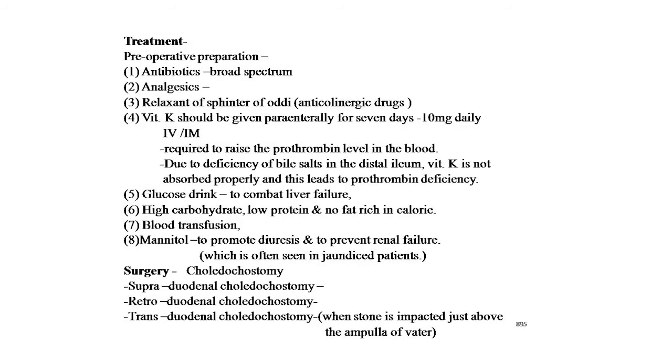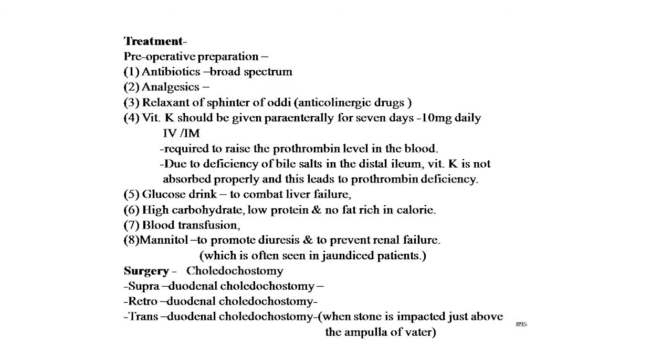Now the treatment of choledocholithiasis. Preoperative preparations: antibiotics, which should be broad spectrum, analgesics, and relaxants of the sphincter of Oddi; anticholinergic drugs are used to relax the sphincter of Oddi. Vitamin K should be given parenterally for 7 days, 10 mg daily, IV or IM, required to raise the prothrombin level in the blood. Due to deficiency of bile salts in the distal ileum, vitamin K is not absorbed properly and this leads to prothrombin deficiency. That's why injection of vitamin K should be administered.